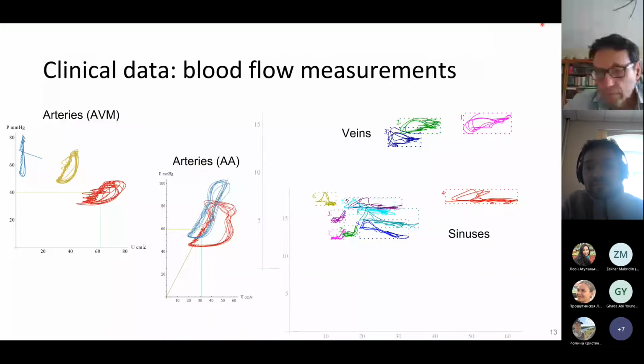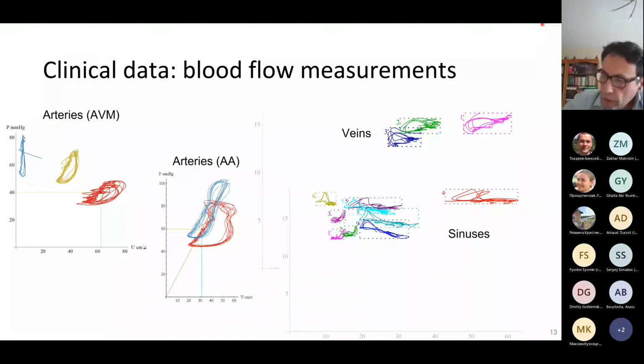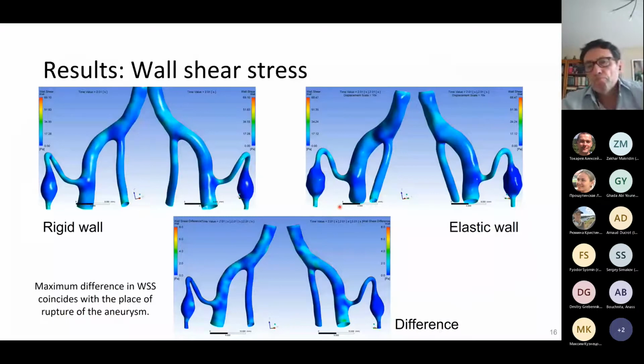I would like also to ask something about what you have presented. Very interesting results about, in particular, the relation of wall shear stress with the aneurysm rupture. You mentioned in the first part of your presentation that the maximum of wall shear stress is observed exactly at the place of the rupture. So if it is like that, can we then formulate the criterion of rupture that wall shear stress should exceed some given value?